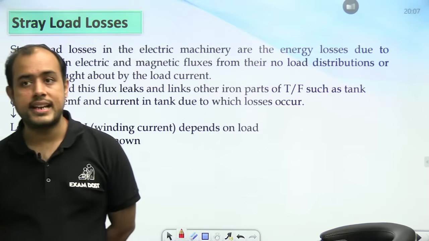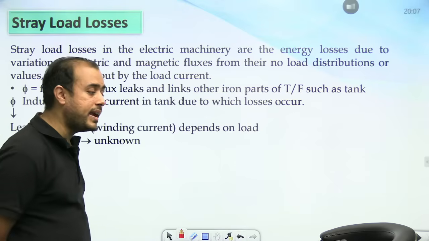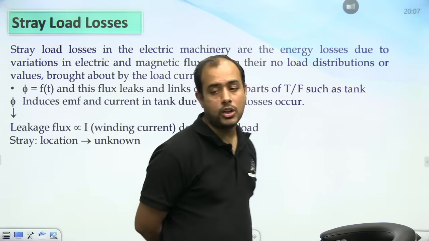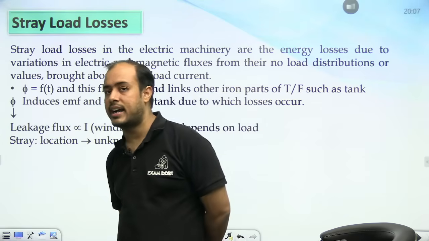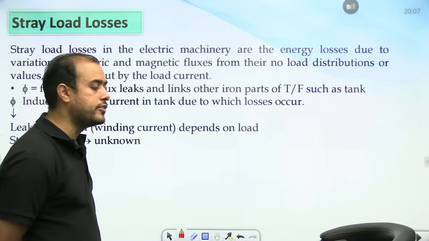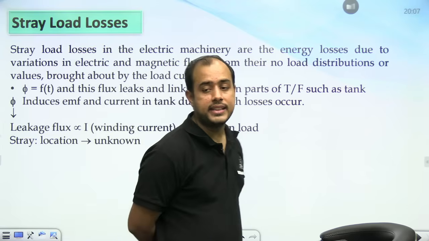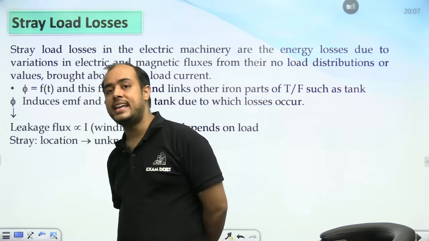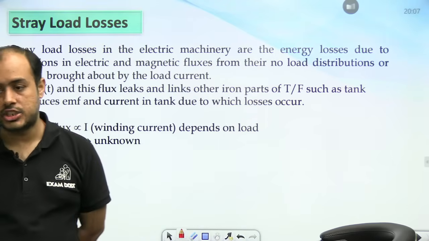And why is it called the load? Because they depend on the load current. ये लोड करंट पे डिपेंड करते हैं, that is why the term is load. So stray means the location of these losses is unknown. They can occur in any iron part of the machine.